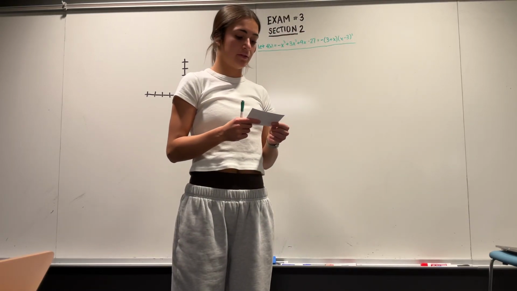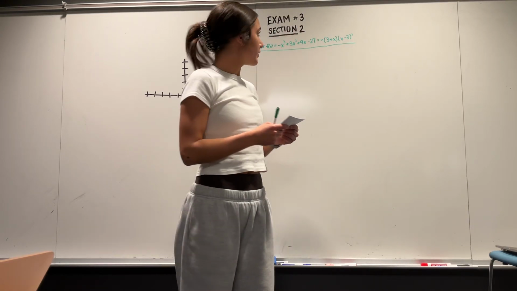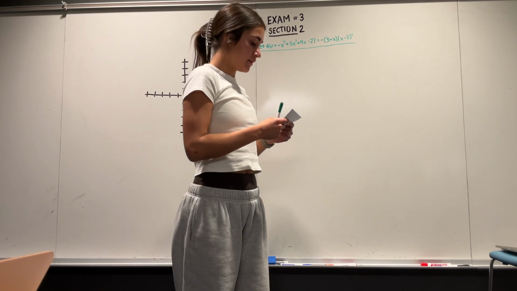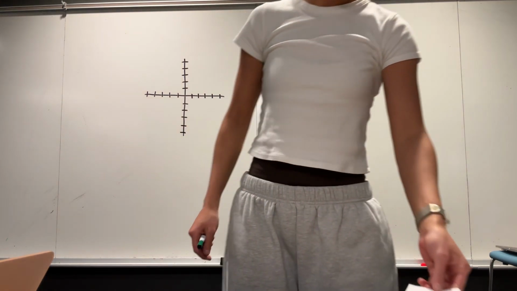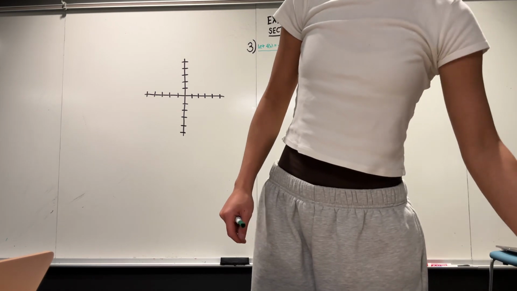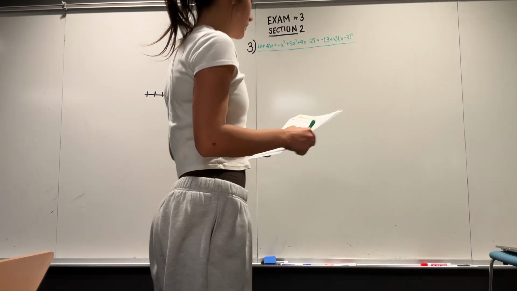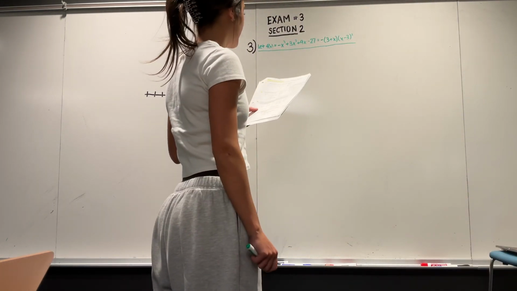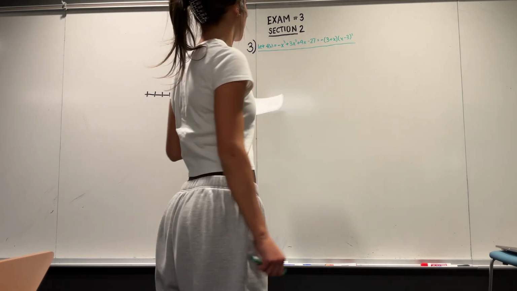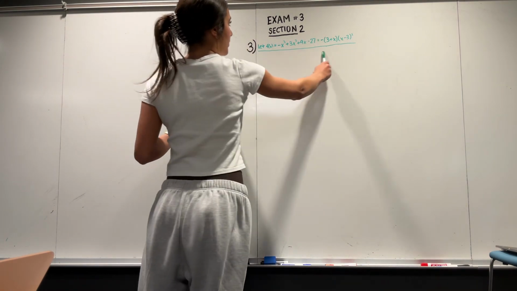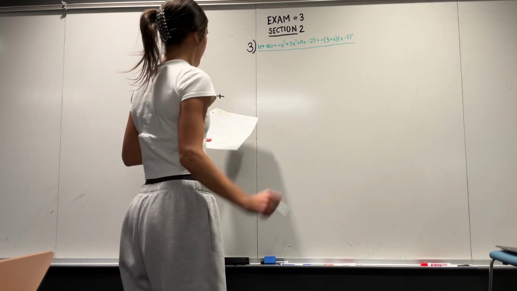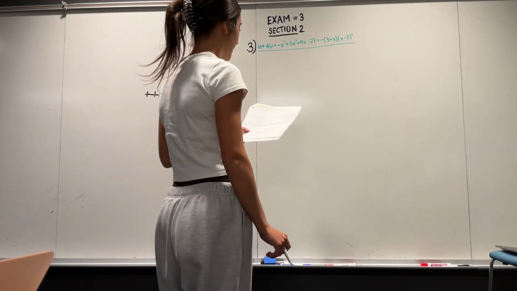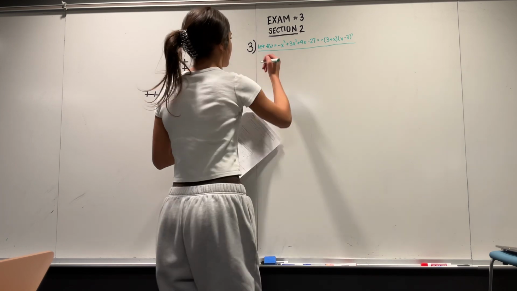This is exam 3, page 3 to 4, section 2, and this is problems A through F. And the question is, let f of x equal this equation, and then the first part is find both f prime of x and f double prime of x.